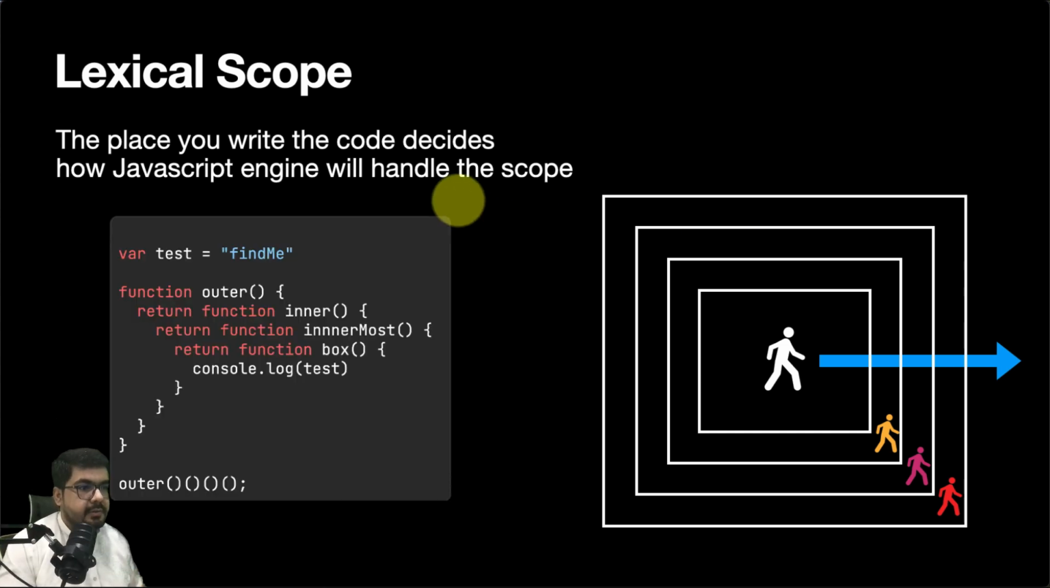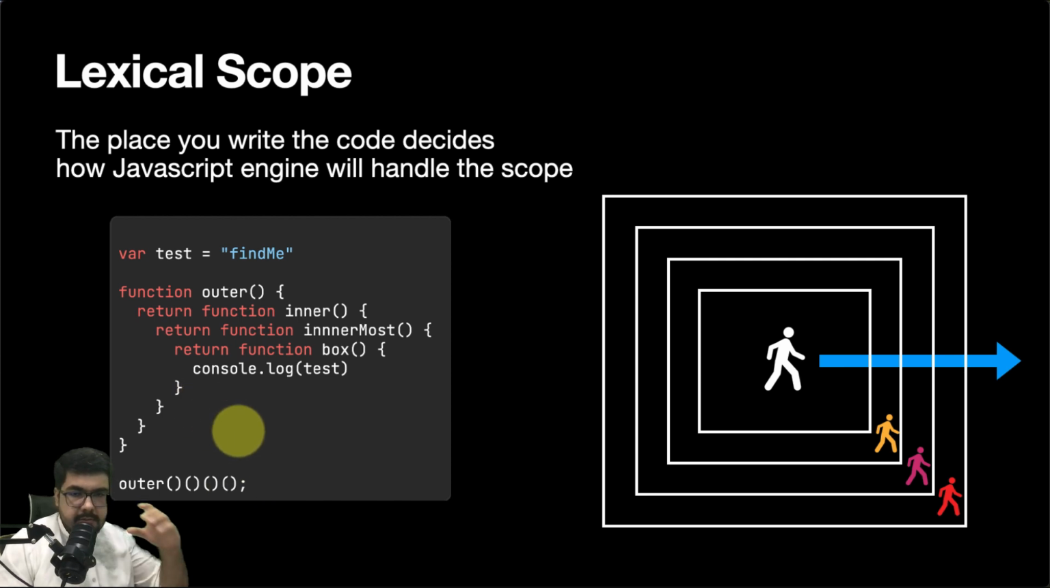So let's go one step further, and this is the example which will completely demonstrate how these concepts work inside JavaScript, right? So let's say I have a variable test, which is "find me", and I have an outer function which is returning another function, inner, and then inside inner I'm returning another function, innermost, and then finally inside innermost I'm returning another function, the box function, and inside this box function I'm simply logging the variable test, right? And at the last line you are seeing that I'm calling all those functions one by one, right?